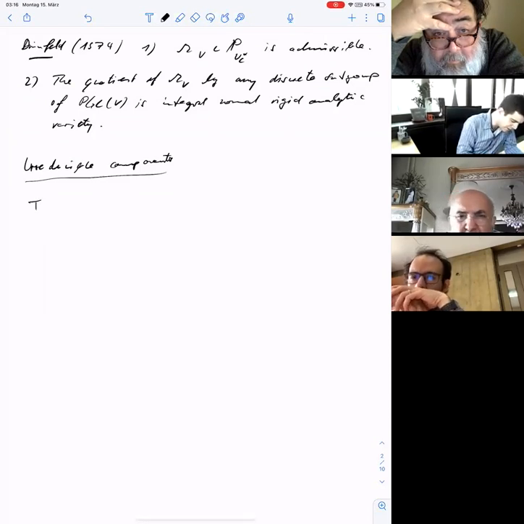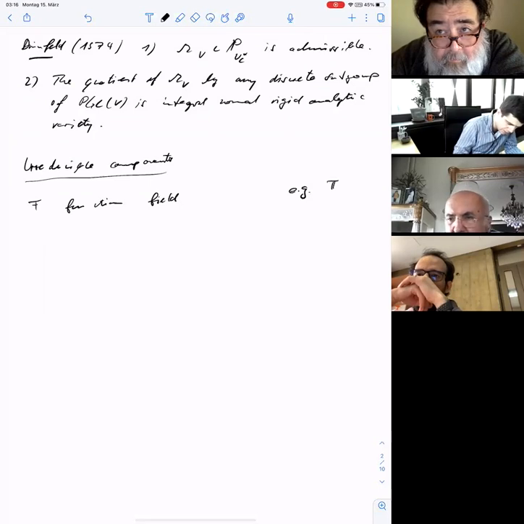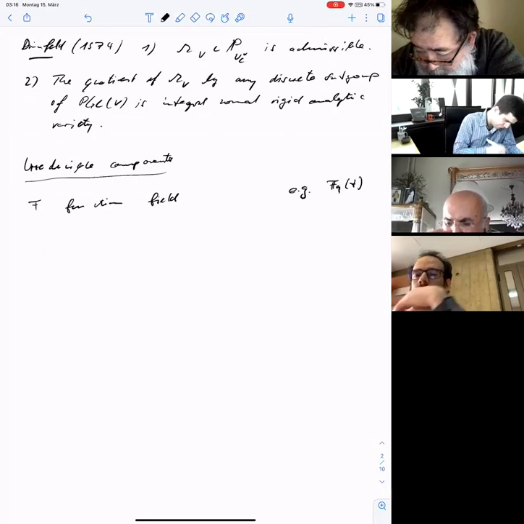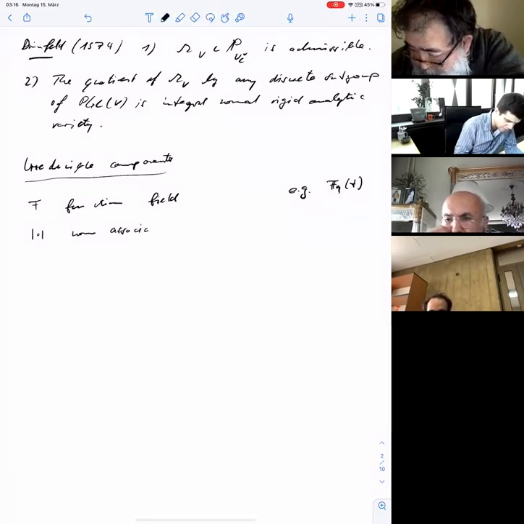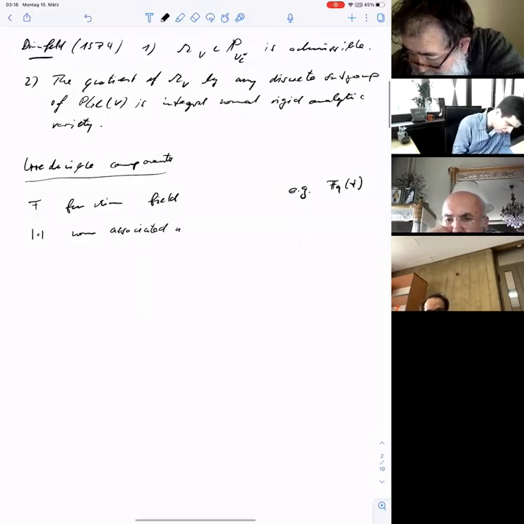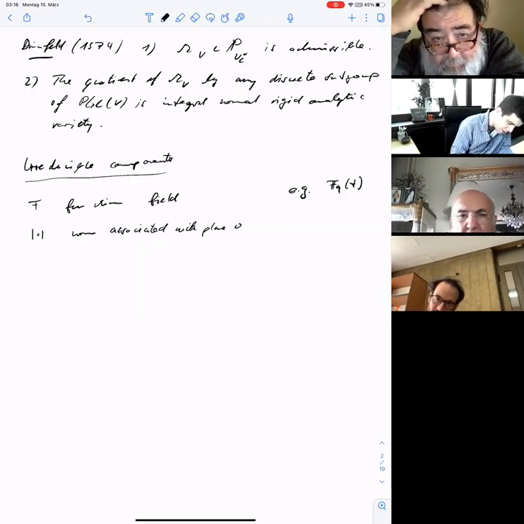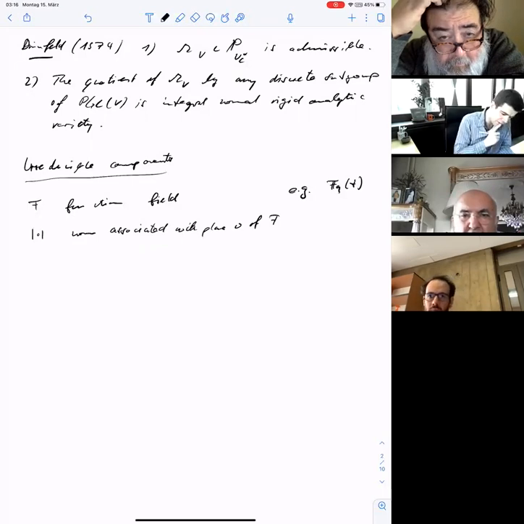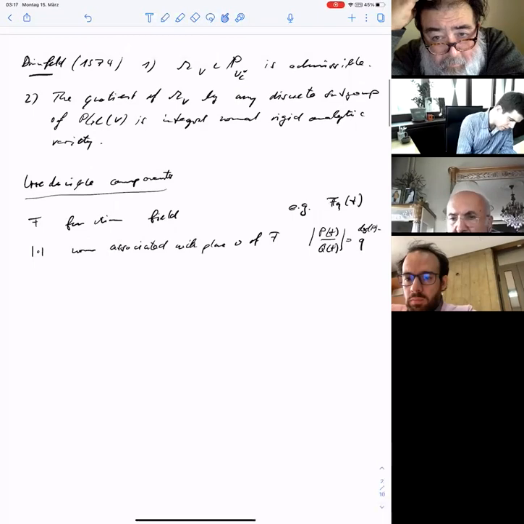And so we work over function fields. So let F be a function field, and it could be a rational function field. And let this be the norm associated with a place of F, so some valuation of F. Let's call this V. In the case of the rational function field, the norm of a fraction of polynomials p over q is q to the power of degree of p minus the degree of q.